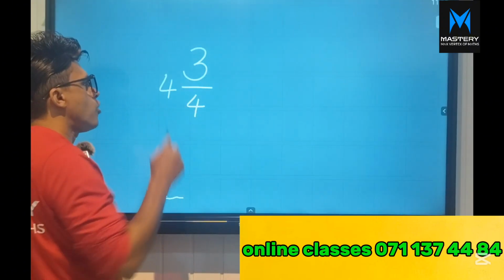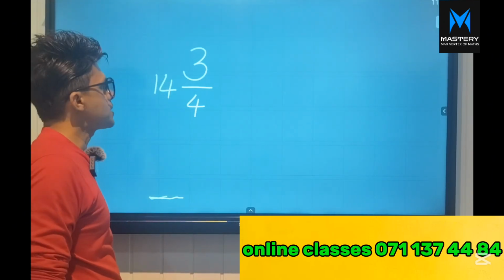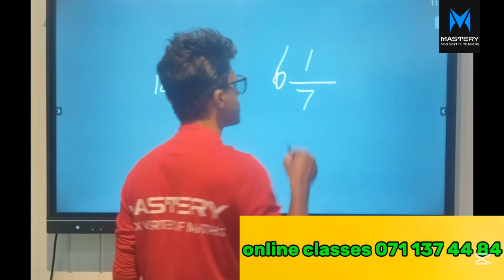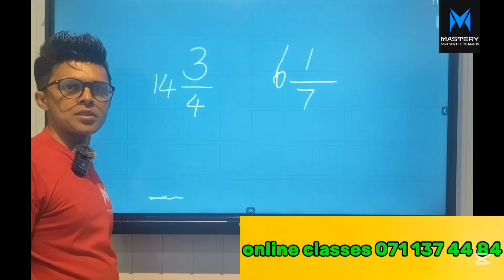Then how about this one? 4 3/4. Here is a mixed number. How about this one? 14 3/4. Here is a mixed number. How about this one? 6 1/7. Here is a mixed number. So you could identify mixed numbers.